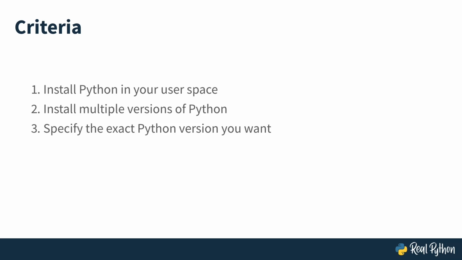Thirdly, specify the exact Python version you want for each specific project. And lastly, switch between the installed versions so you can try stuff out on multiple versions, run tests with multiple versions on a single project, or easily upgrade the Python version for a project. pyenv lets you do all of these things and more.